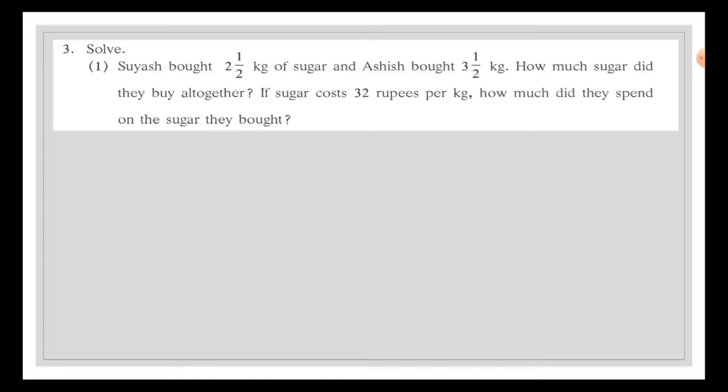Now our next is word problems. These word problems are very easy. They seem to be difficult, but they are very, very easy. So just follow the rules we have studied, because every word means something. Like Suyash bought 2.5 kg of sugar and Ashish bought 3.5 kg of sugar. How much sugar did they buy together? All together means how much did both buy combined. Combining means addition. So we will be adding over here.